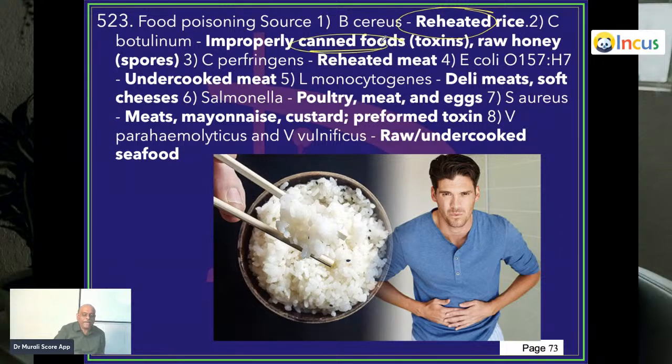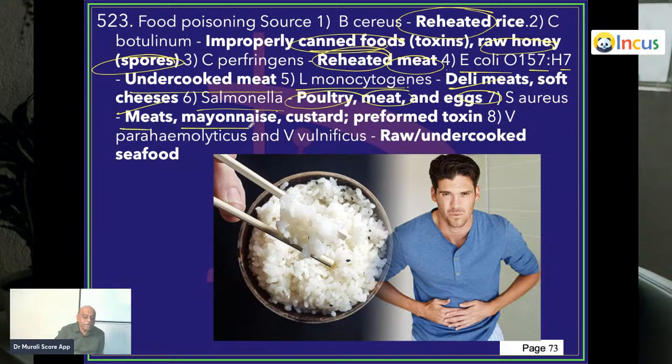So reheated rice, Bacillus cereus. Then improperly canned food, raw honey containing spores, is botulinum. Clostridium perfringens is reheated meat. E. coli O157:H7 is undercooked meat. Listeria monocytogenes, deli meat, soft cheese. Salmonella, poultry, meat and eggs, commonly in the history. Somebody ate meat, eggs, etc. And always you should look at the timing of the food poisoning. Onset of the symptoms between eating and getting the loose motions.